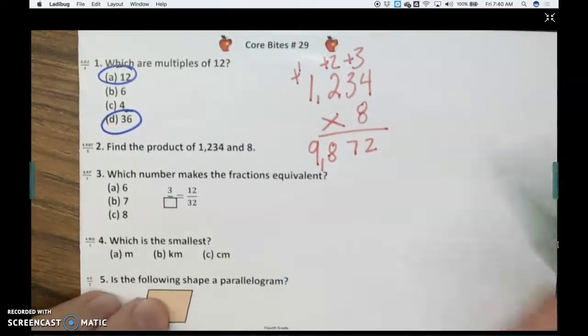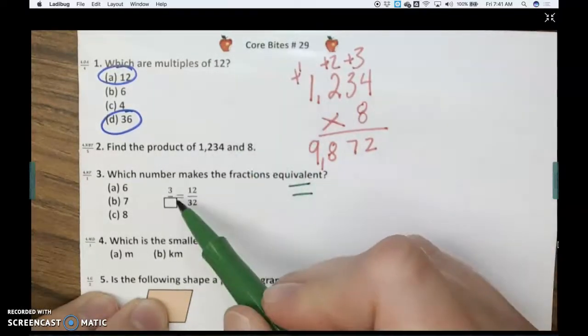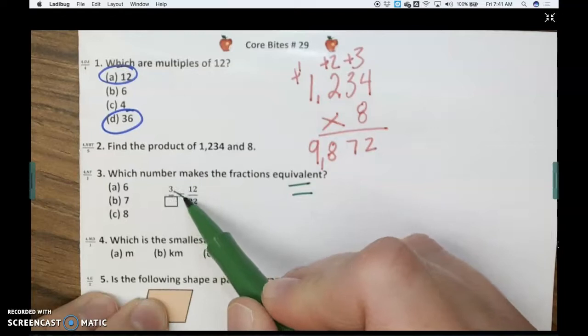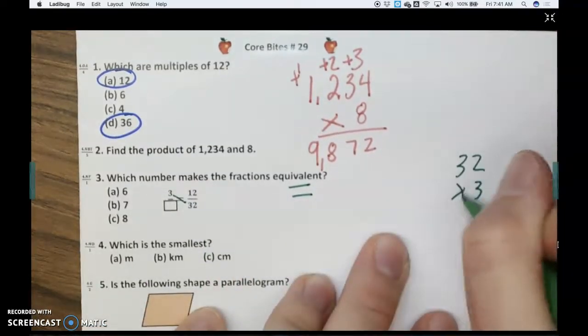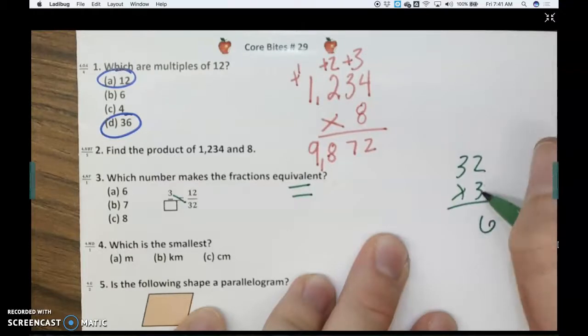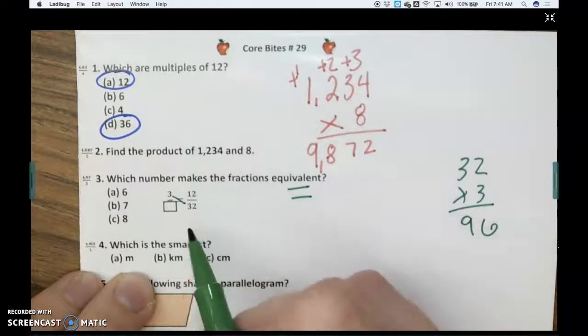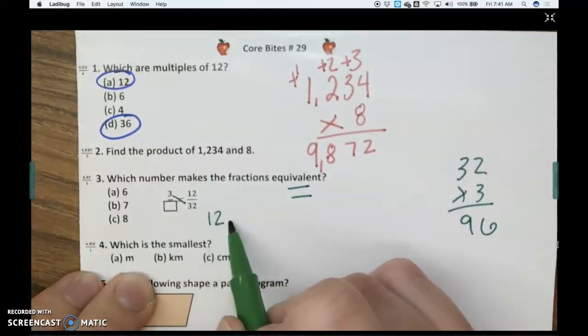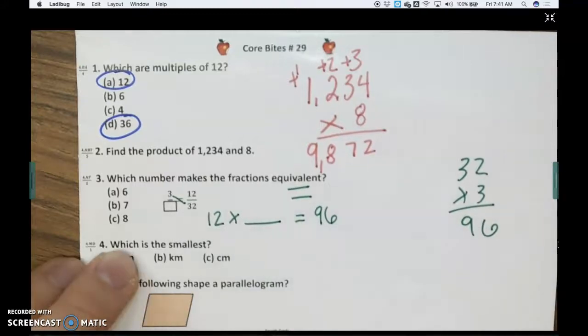For number 3, it says, which number makes a fraction equivalent? So equivalent means equal. So like we've done before, first you're going to cross multiply and you're going to say, what is 3 times 32? And that's going to be 3 times 2 is 6, 3 times 3 is 9. So the answer is 96. So you're trying to see 12 times what gives you 96, okay?